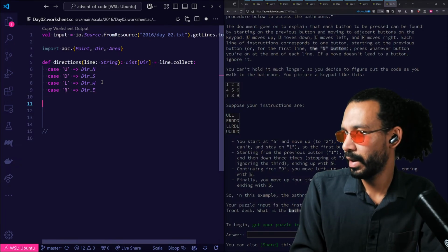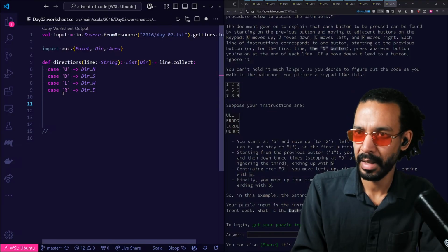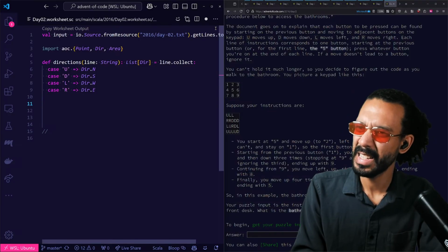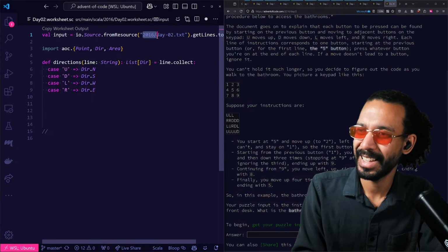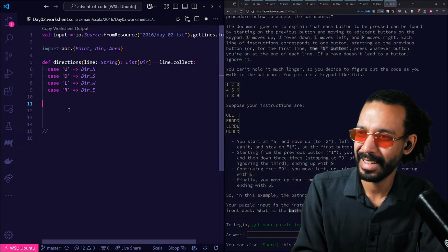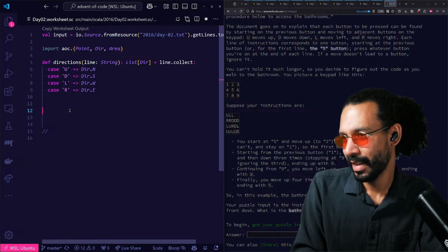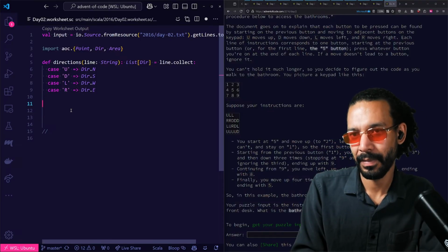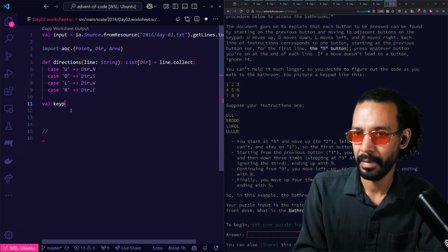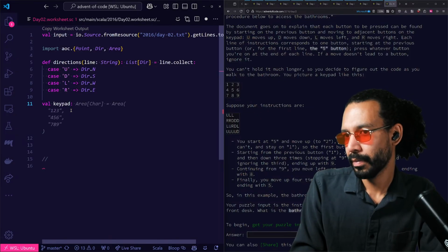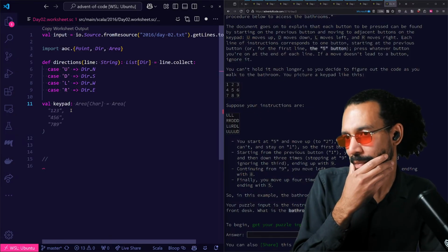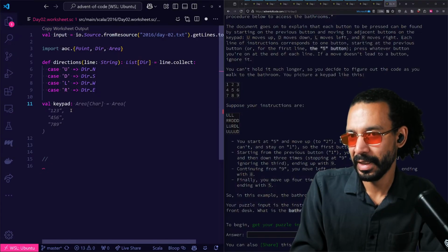And we have a key. How does it know we have a keypad? Does it just know what admin code 2016 day 2 is? Is it trained on that? That'd be all right. Well, anyway, keypad. It doesn't work that way, buddy.